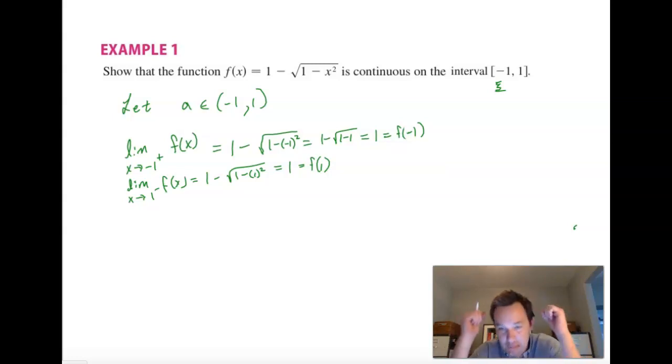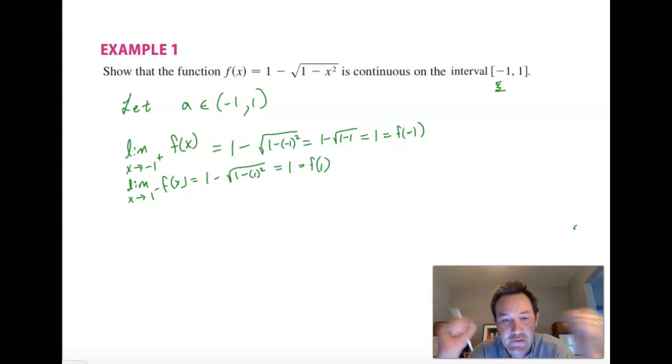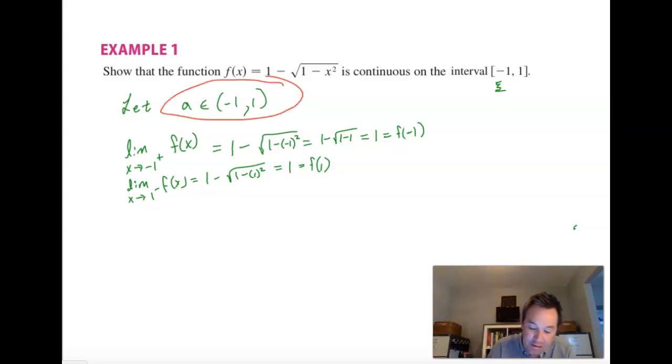Okay, so we've shown that at the endpoints, we have left and right-hand continuity. Now we just need to show it for all the points in between, but that's what this little definition of a is.